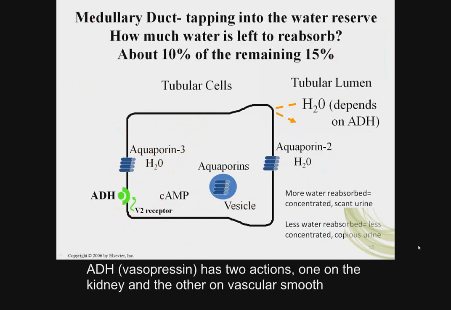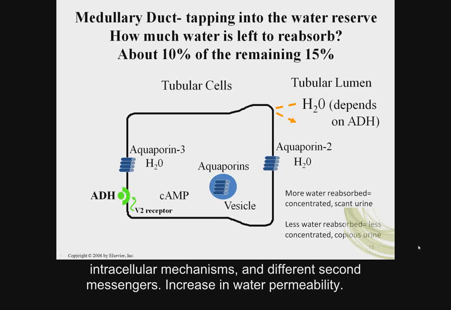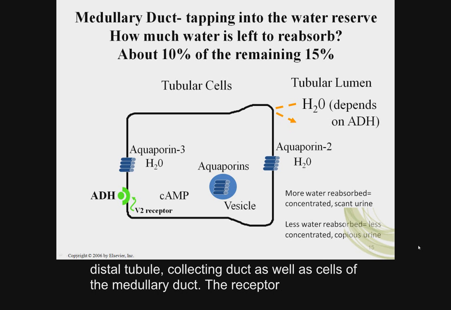ADH, vasopressin, has two actions, one on the kidney and the other on vascular smooth muscle. These actions are mediated by different receptors, different intracellular mechanisms, and different second messengers. First, let's address the increase in water permeability. The major action of ADH is to increase the water permeability of principal cells in the late distal tubule, collecting duct, as well as the cells of the medullary duct.